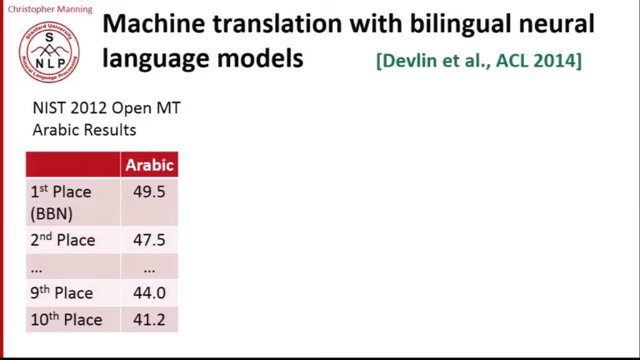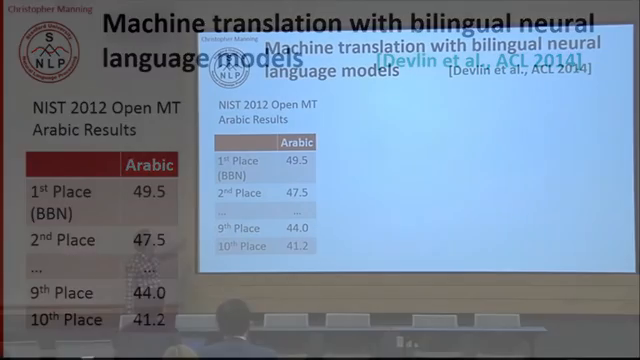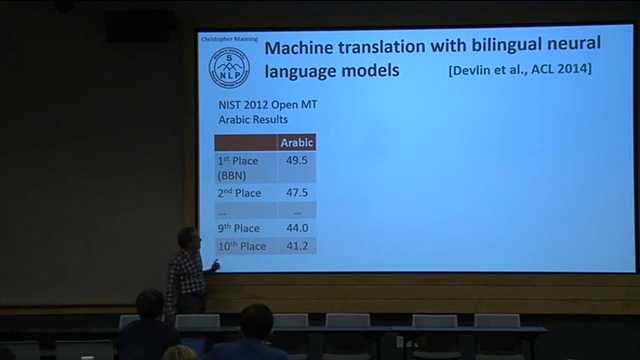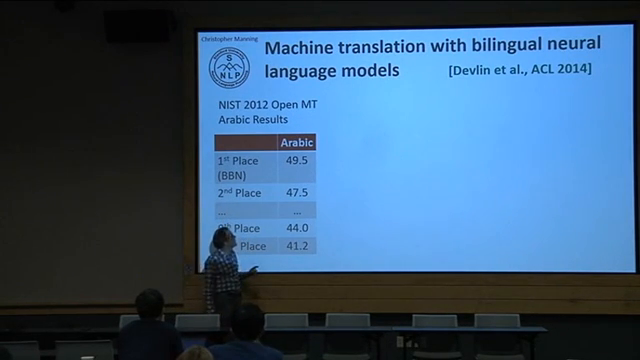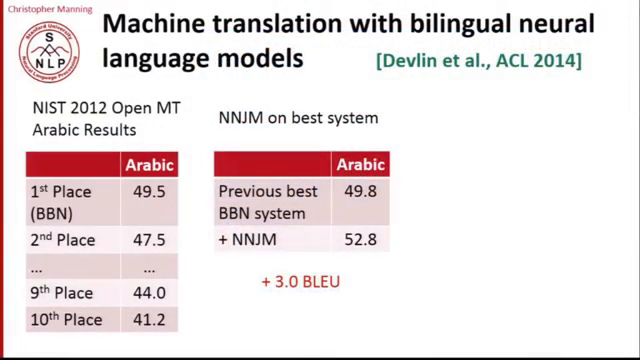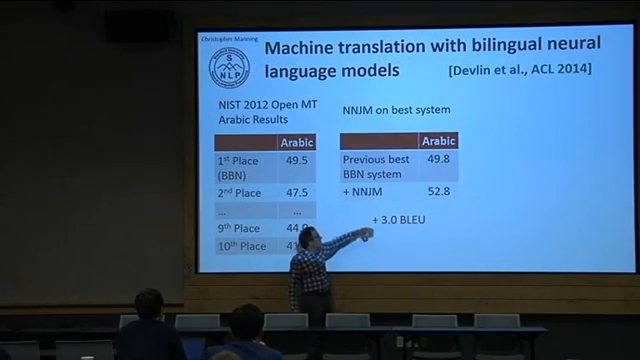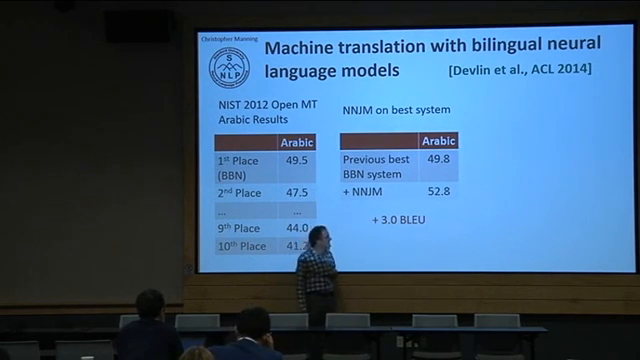BBN has a very strong machine translation system. In the 2012 NIST OpenMT evaluations, they were in first place with a BLEU score of 49.5 for Arabic. Since then, they've improved it a little bit to 49.8. But adding in this kind of bilingual neural network language model gives them a very large, significant increase in the quality of the machine translation system with just this one change.